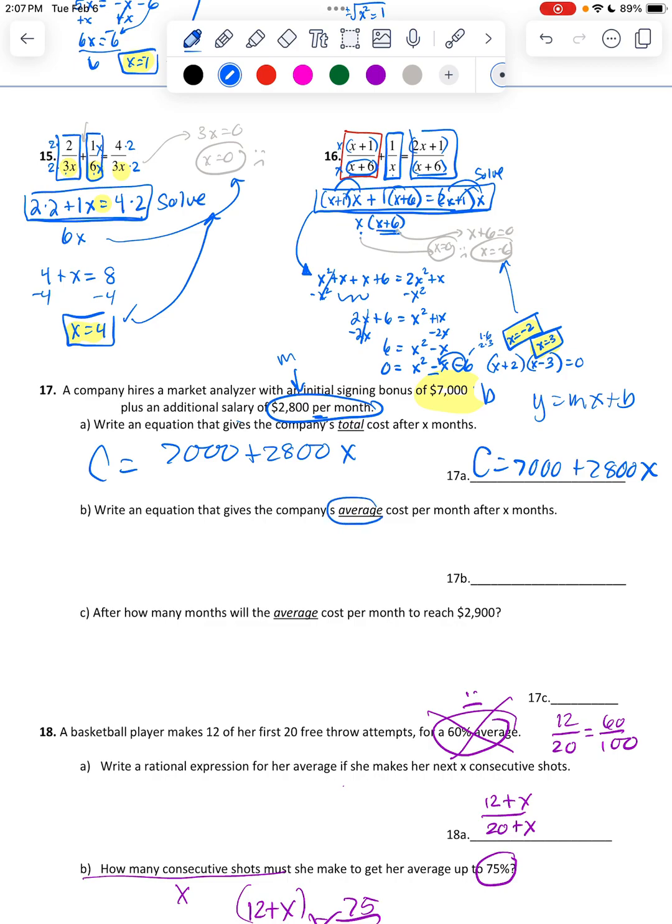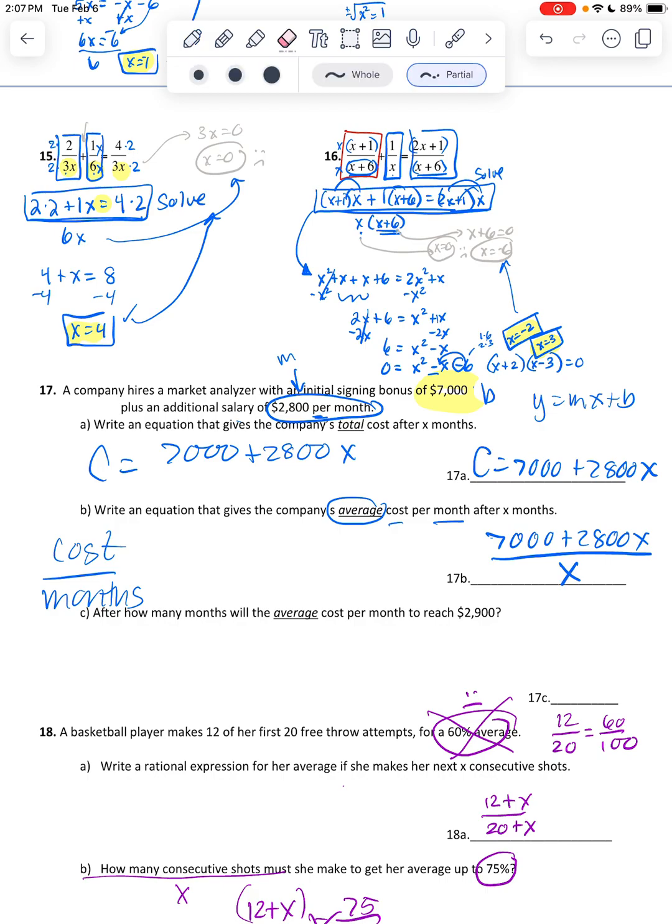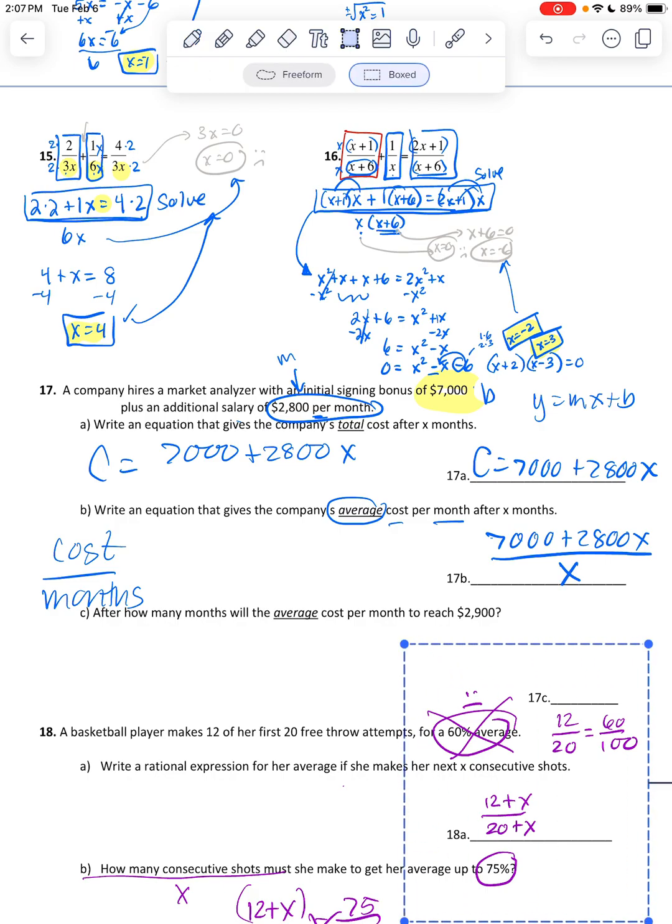Now it says average, and then cost per month means cost over months. Keep in mind that x is representing the number of months. So I'm simply going to take my cost from up above, so how much it costs to have that person, and divide it by the number of months. That's how I get the average.